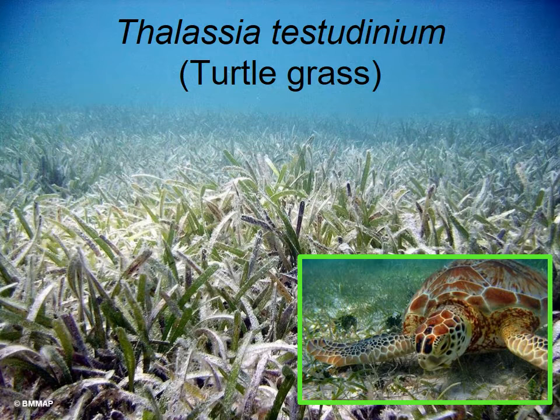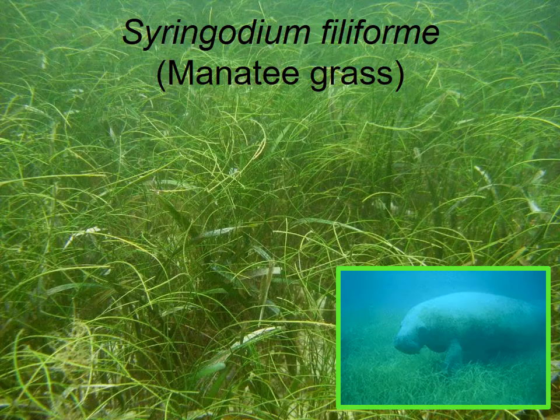They call it turtlegrass because it is eaten by green sea turtles, but green sea turtles will actually eat many other types of seagrass and algae as well. They don't only eat turtlegrass. Another type of seagrass that's named after an animal that likes to eat it is manatee grass, Syringodium filiforme. So manatees don't only eat manatee grass. They'll eat many other types of aquatic plants as well.